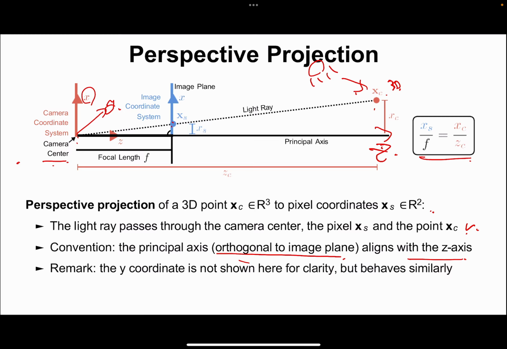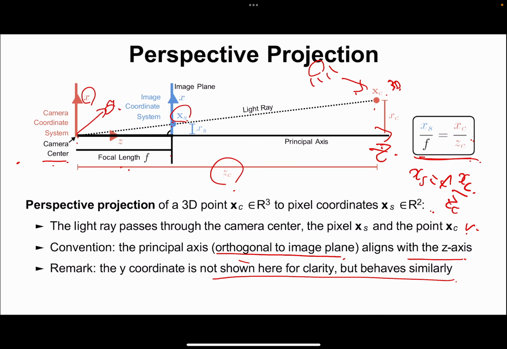And the important thing is that we use triangle similarity. So this is the focal length f here, and xs is here. There are two triangles, the smaller and the larger one. The smaller has the focal length and xs, and the larger has zc and xc. From the triangle similarity, we can derive that xs is f times xc over zc.